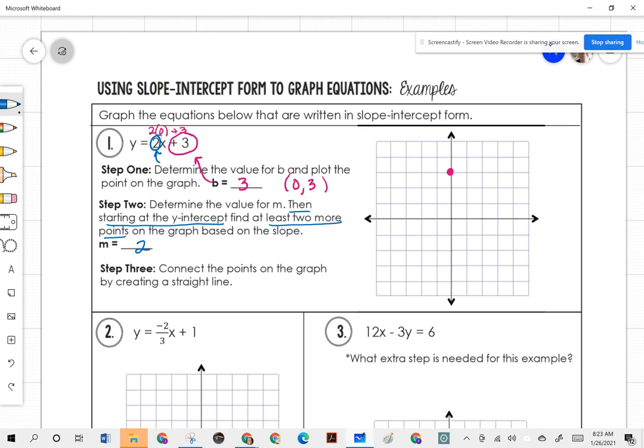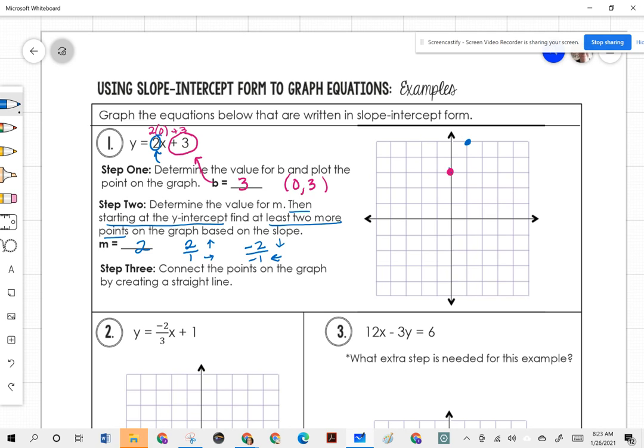Okay. Now think about that as 2 over 1 because we are going to go up 2 and to the right 1. The other way I can do a positive 2 is to write it as negative 2 over negative 1, which would tell me I'm going to go down and then to the left. So if I'm starting here on the y-intercept, I'm going to go up 2, so up 2 over 1, and there's where I draw my other point.